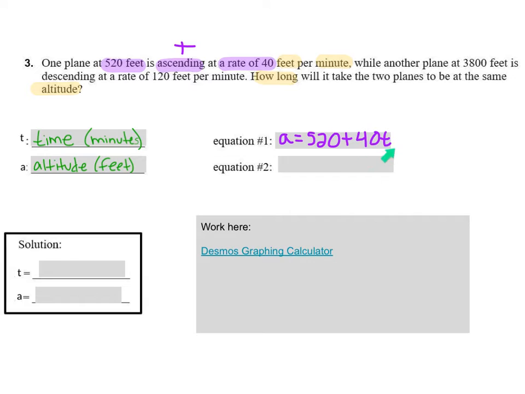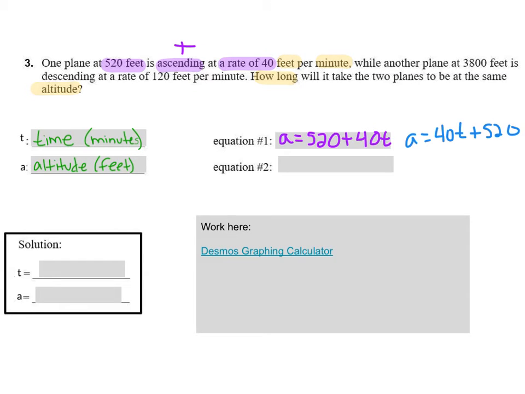I wrote 40t because 40 is a rate. We also call that slope. 520 is the beginning value, which is also a y-intercept. I might even want to rearrange it and write my slope first and then the y-intercept.